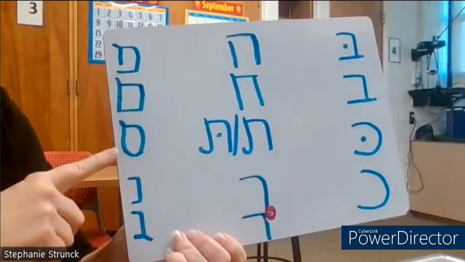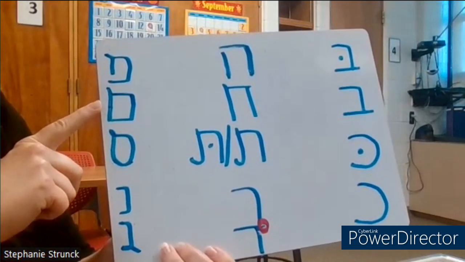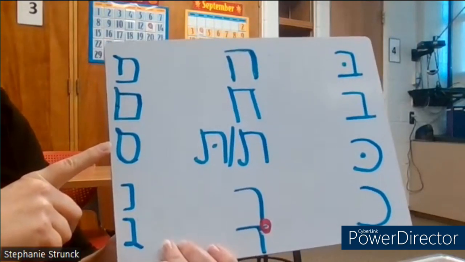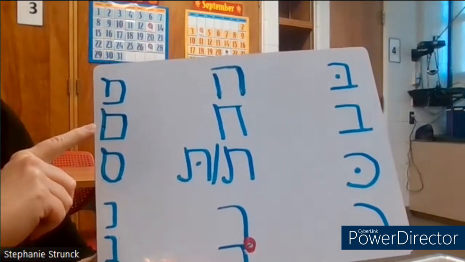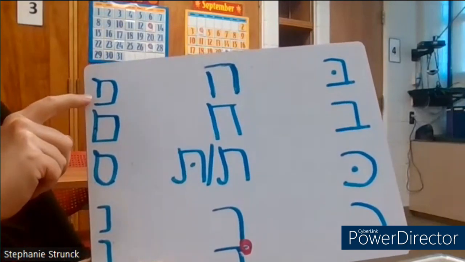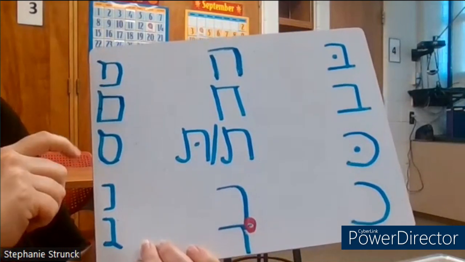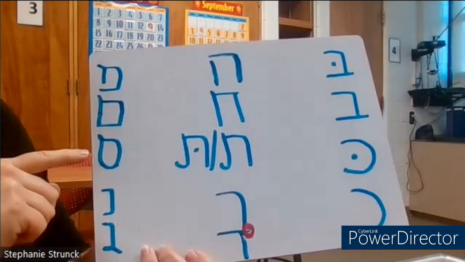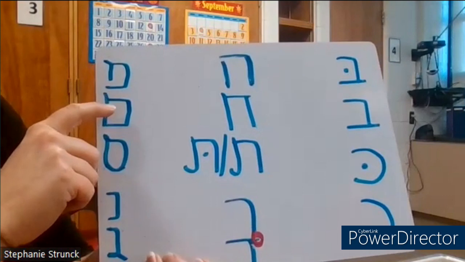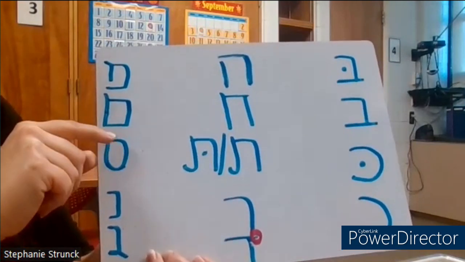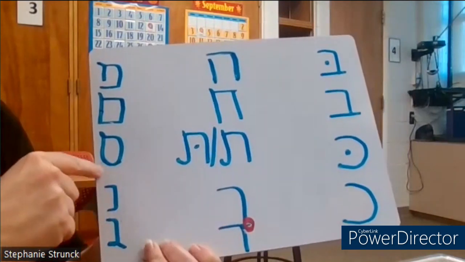We also have these three. We've got mem, final mem, and samech. When we look at mem and final mem, the difference is that final mem is filled in right there. And then when we look at final mem and samech, sorry, they're not drawn perfectly, but they look very similar. The only thing is mem has a flat bottom and samech has this curvy bottom.